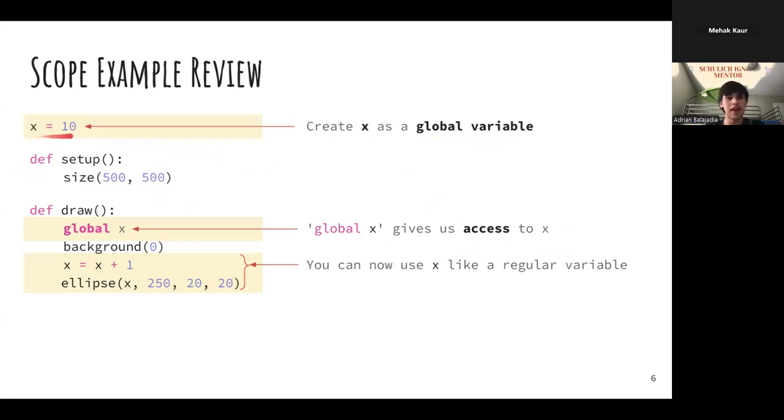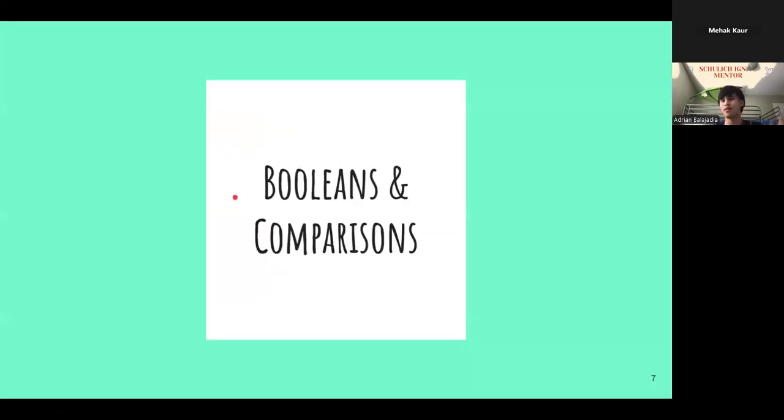In this case, x equals 10. Remember, variables could take any value, could take a string. In this case, it takes an integer, which is 10. And we create x as a global variable. We have our setup, that's fine. But then in draw, if we want to use that global variable x, we have to specify it at the very top. And then we can now use x like a regular variable. So that's just a quick recap from last week's session.